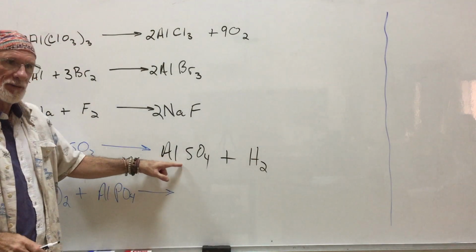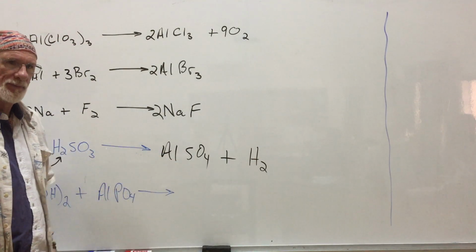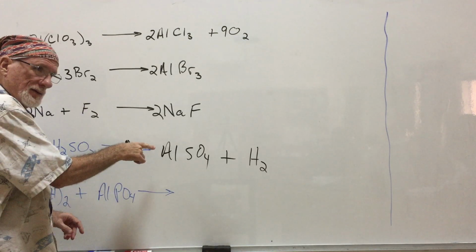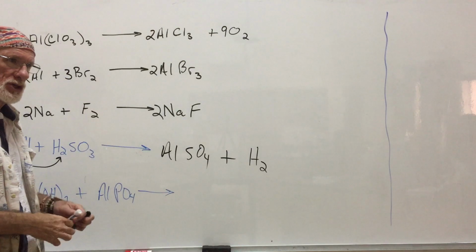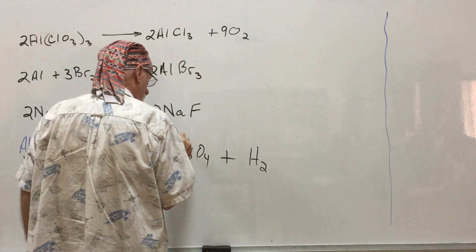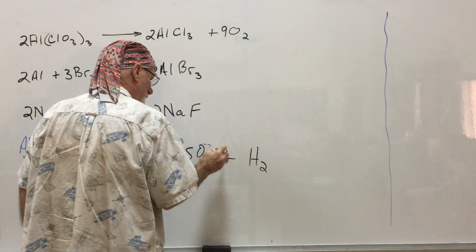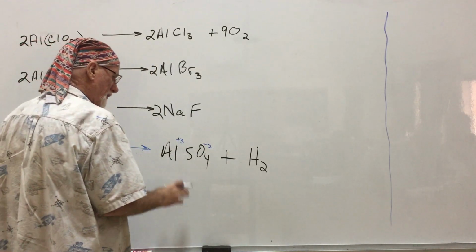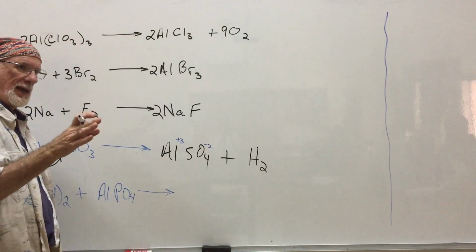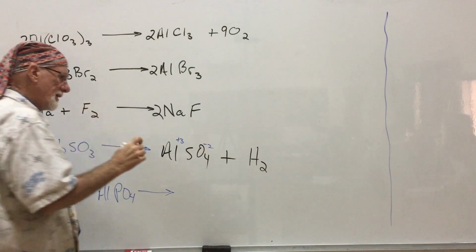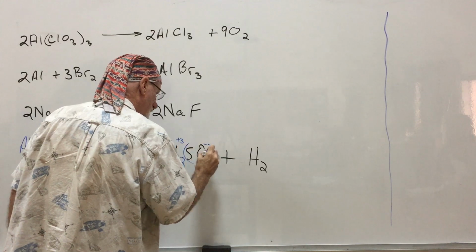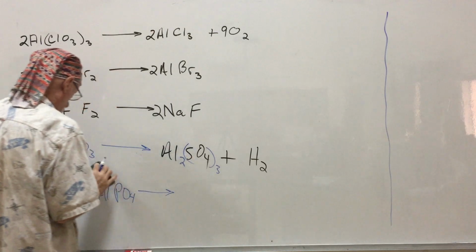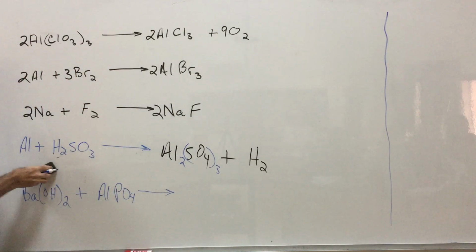Now, what's the formula for aluminum sulfite? What's the charge of aluminum? Aluminum is plus 3, right? So what's the formula for aluminum sulfite? Al2(SO3)3. Well done, Mohammed. That's right. Very good.